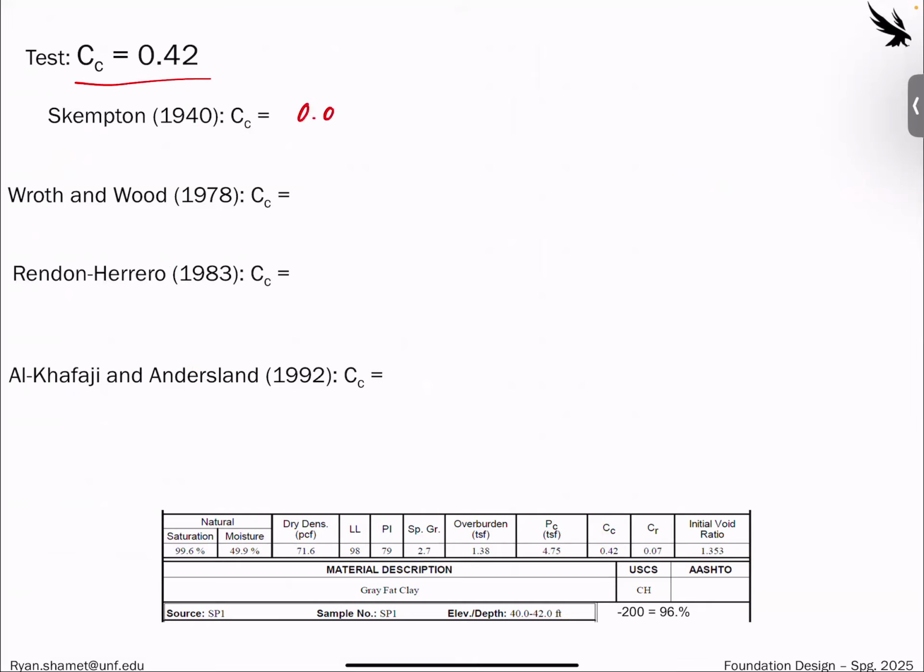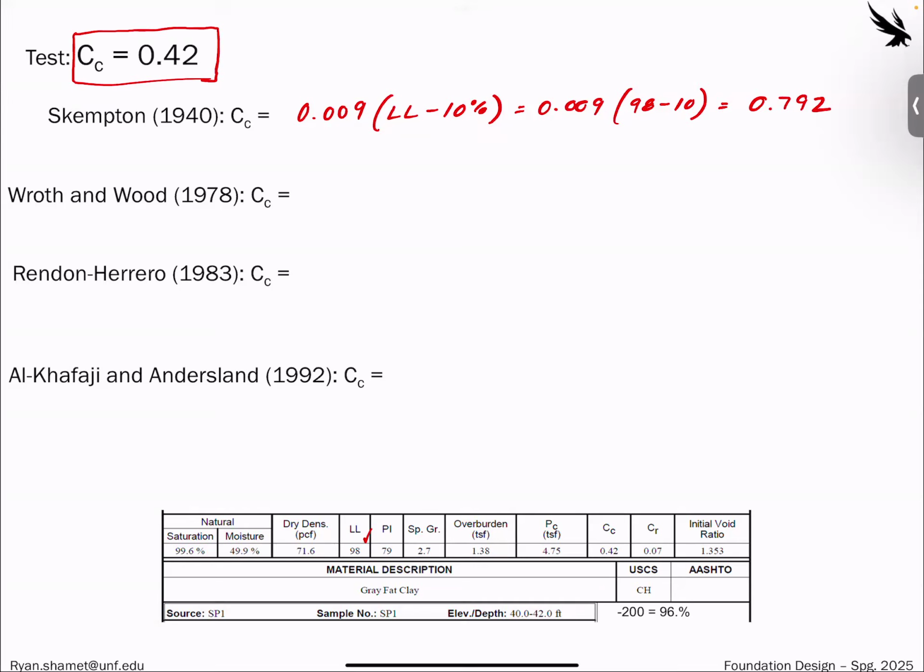Let's try Skempton and see what we get. So 0.009, and then this was the liquid limit minus 10%. The liquid limit is 98, so that would be 98 minus 10. If we do this, we get a CC value of 0.792. Now, the real CC value that we found from the experiment is 0.42. So that's pretty far off, right? That's not the best accuracy.